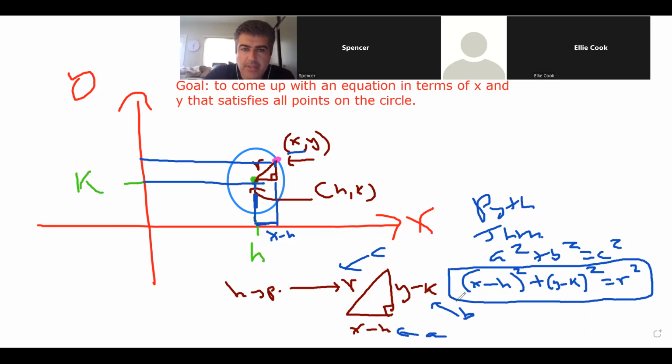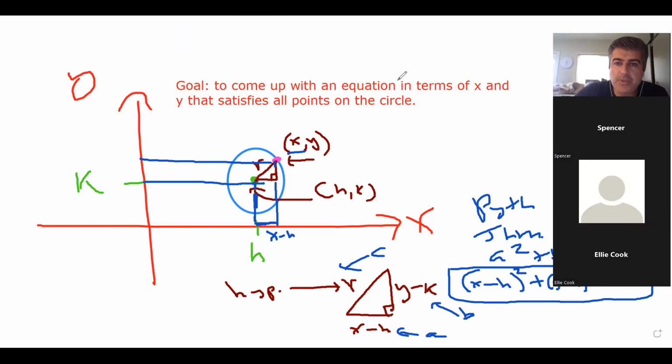So the radius is the hypotenuse. X minus h is the difference in the x coordinates, which defines the horizontal leg. Y minus k is the difference in the y coordinates, which defines the vertical leg. Sorry, x minus h is horizontal, y minus k is vertical. A squared plus b squared equals c squared. Replace a with x minus h, replace b with y minus k, replace c with r. So that's the equation of a circle.